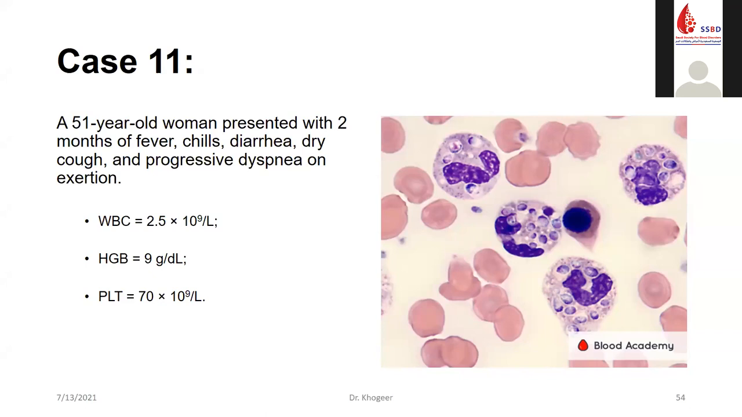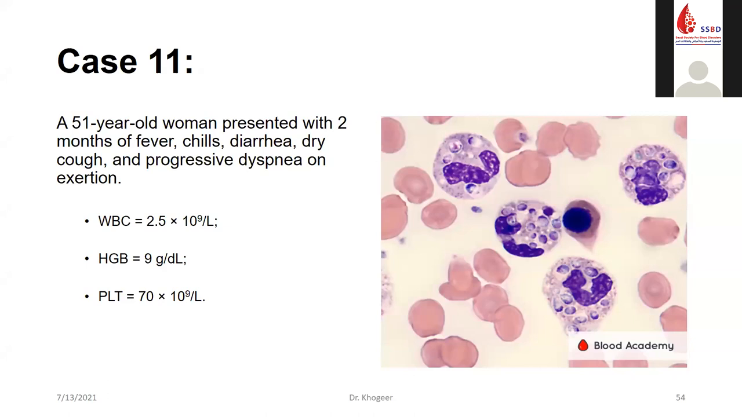Condensed chromatin, inconspicuous nucleoli, because whenever you find the chromatin is open or fine with clear nucleoli, that means this is an immature form of the lymphocyte, which can be a prolymphocyte or can be a blast. So this is how we can differentiate.